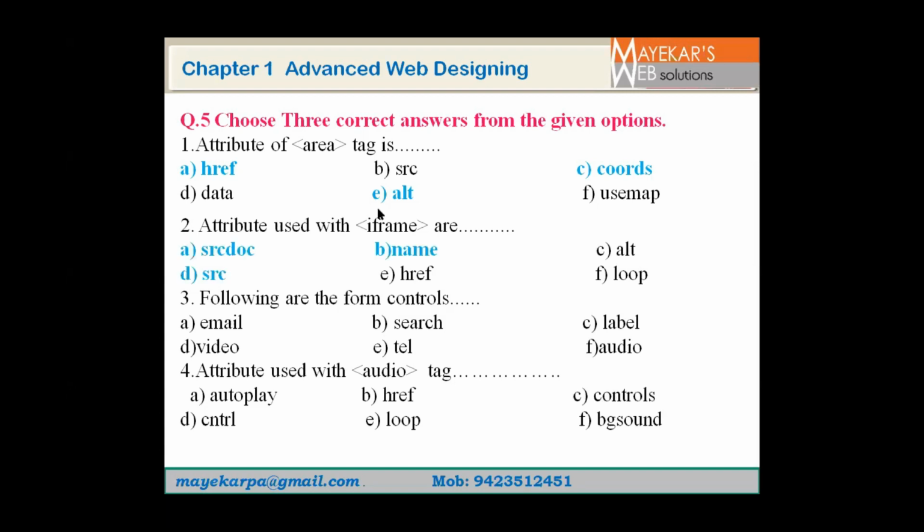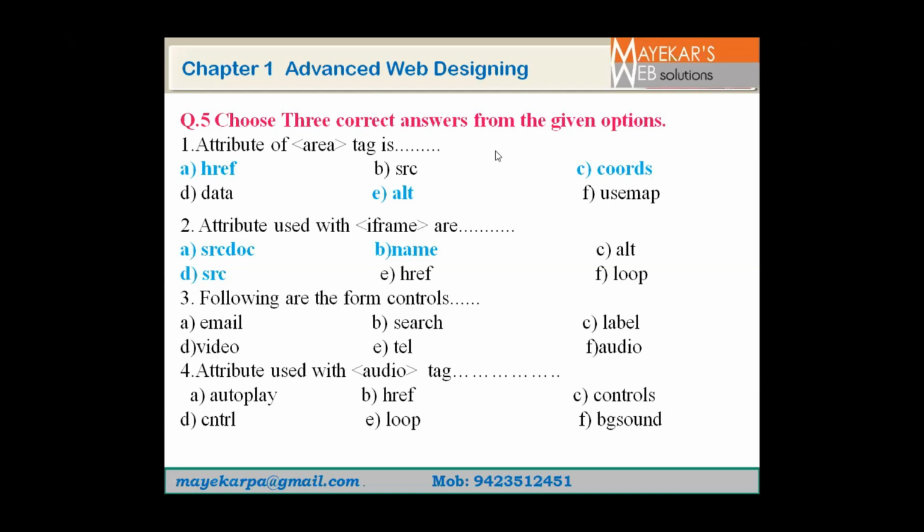Now question number 3. Following are the form controls. When you are going to design a form, which controls can you use? The first option is email. If you want to create a text box in which a user can type an email and it validates it, you can create it by using input type equal to email. Then a text box is created in which a user can enter an email ID only. So email is the right answer.